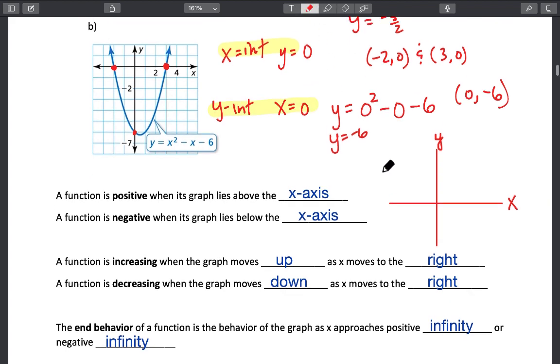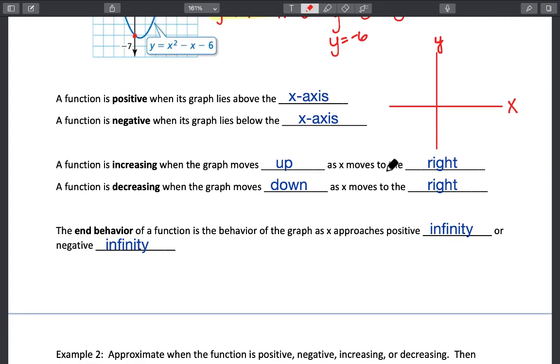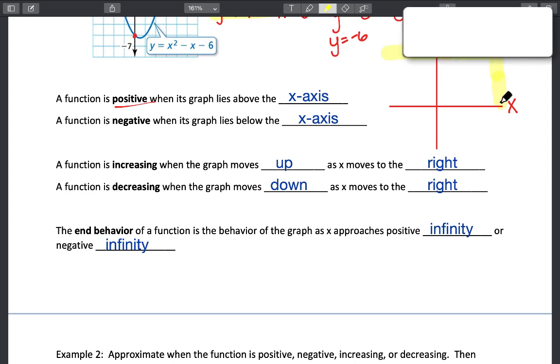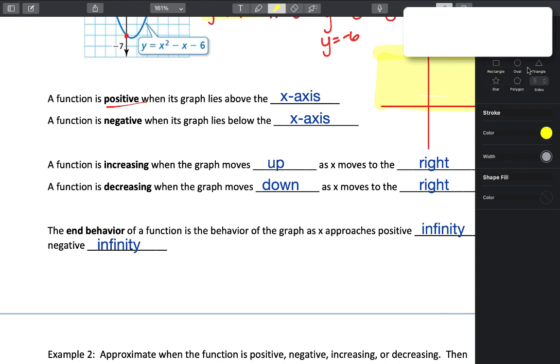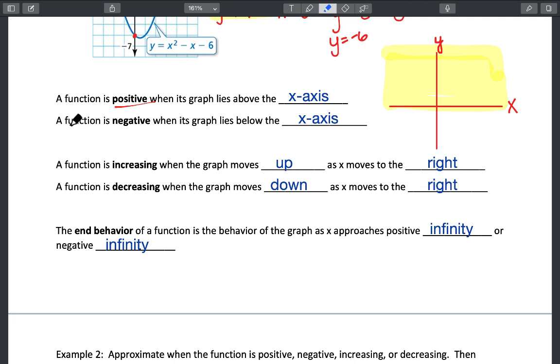Let's take a look at a few more key concepts and characteristics of graphs of our functions. A function is said to be positive when the graph lies above the x-axis. So I'm going to highlight that zone here in yellow. And that is my positive part of my graph. Now, in order to find out my negative, let's just highlight this in a different color here. The function is negative when the graph lies below the x-axis. So that's this section of my graph right here.